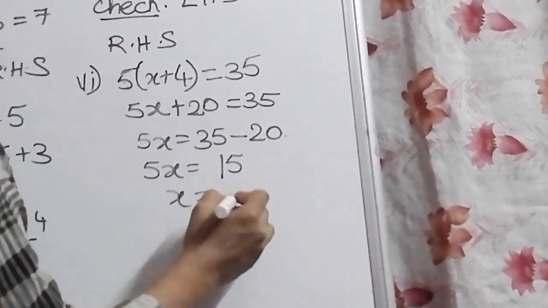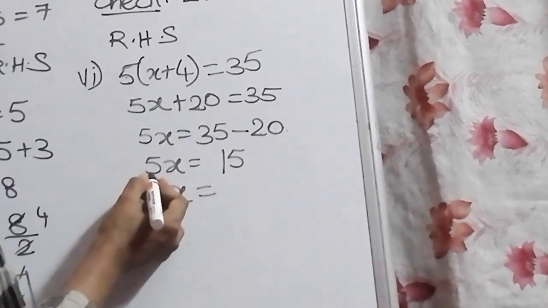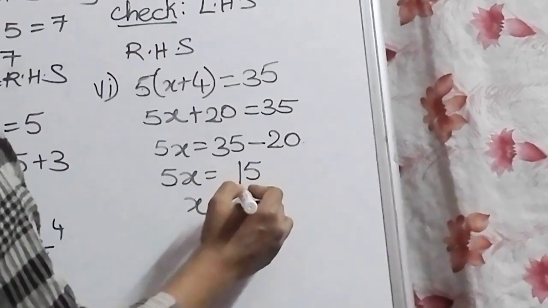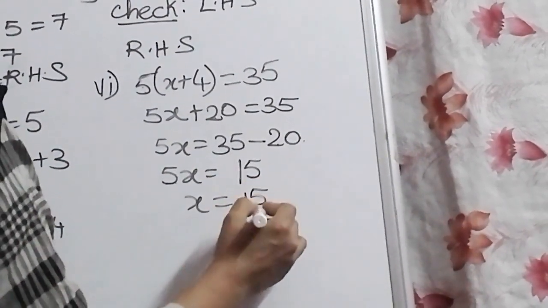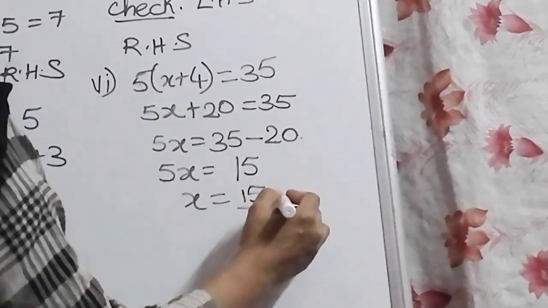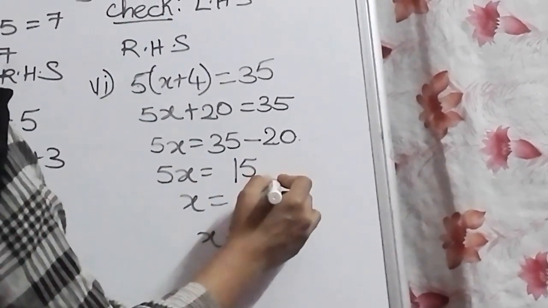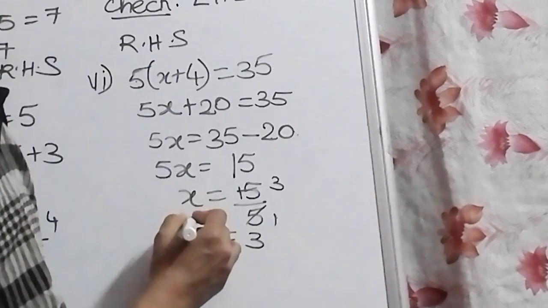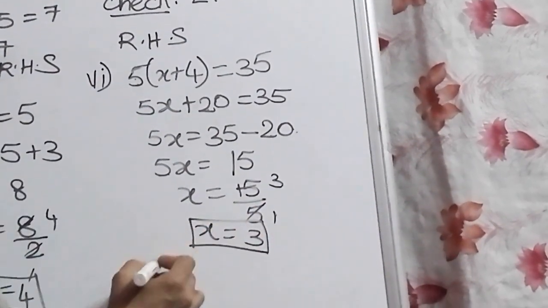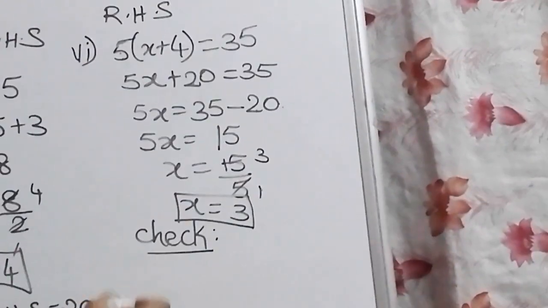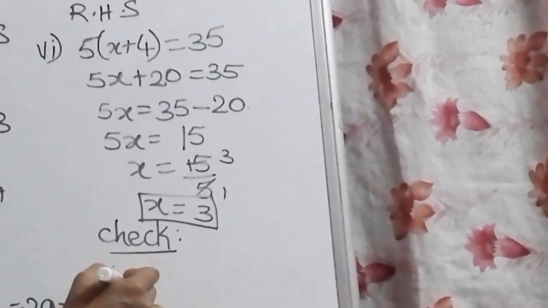Now x is equal to, here this multiplication when it transforms to the other side it becomes division, divided by 5. So x is equal to cancel. 5 ones are 5, 5 threes are 15. So the value of x is 3. Checking part you are going to do. Substitute the values and check.